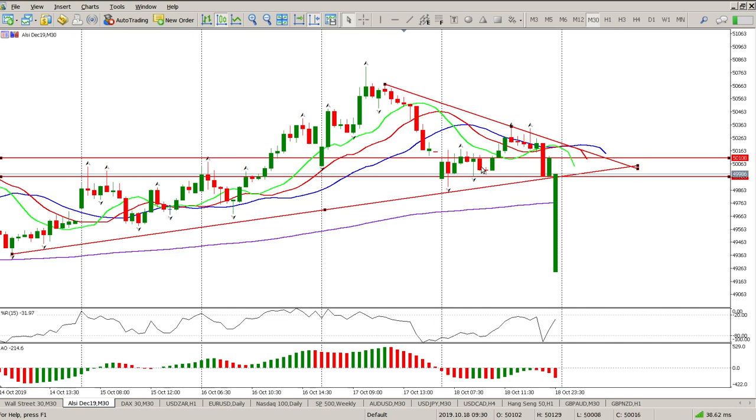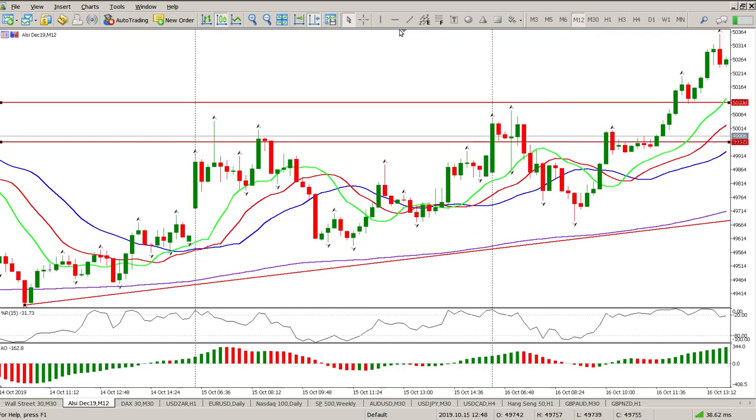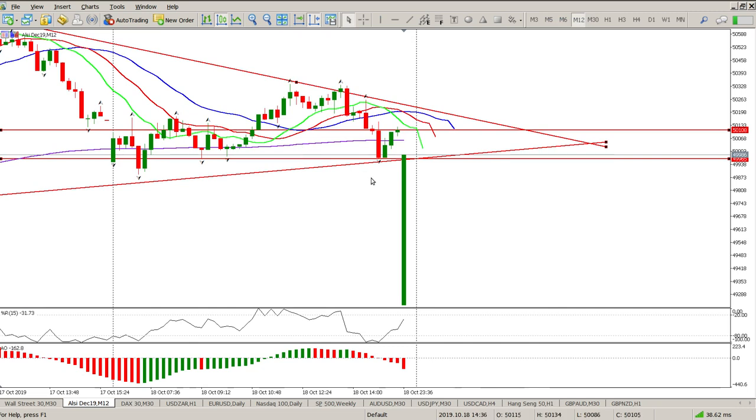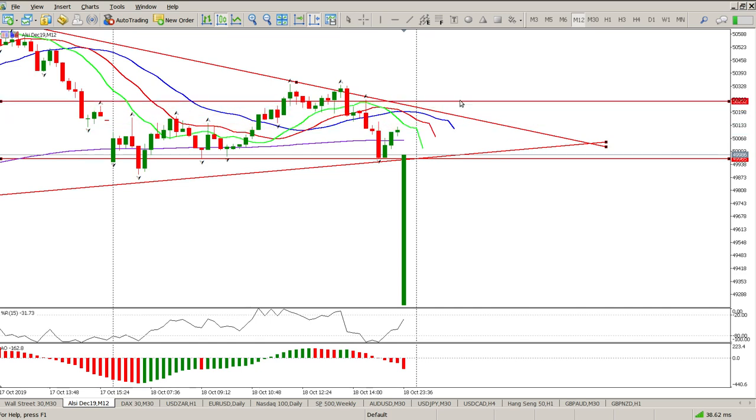You see, this fractal here has been tested, but hasn't broken. So let's just move to the 12 minutes to get our entries. Okay, we do have a new fractal here, and then we have a fractal up there. I suspect we're going to get a gap down.